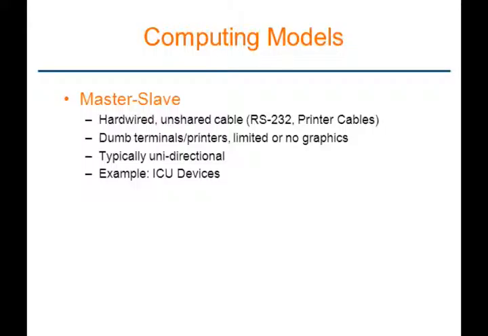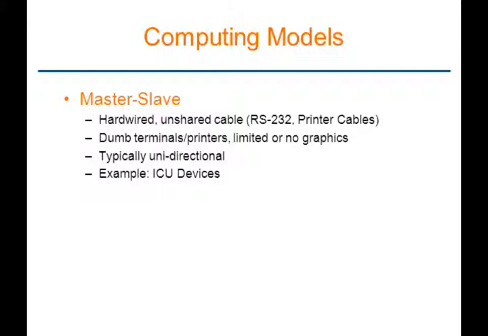But in a master-slave relationship, the master happens to be the PC to which this printer is connected, and all the PC is going to do is communicate with the serial line, send it the data and tell it to print. So typical dumb terminals, dumb printers, there would be no real graphics associated with those dumb terminals, typically unidirectional order. Master tells the slave do something and it gets done.